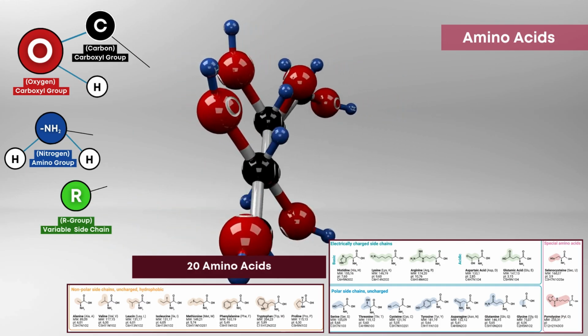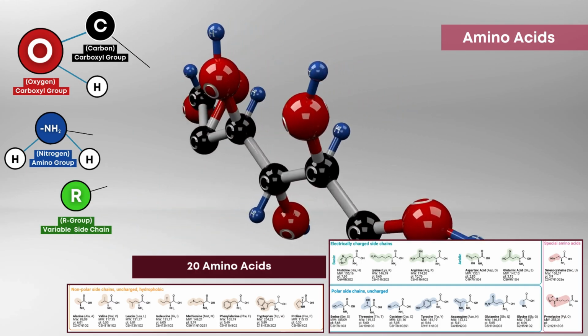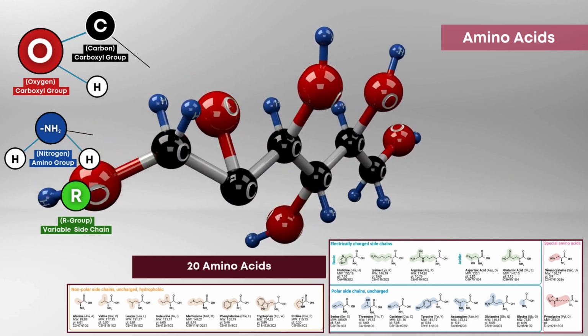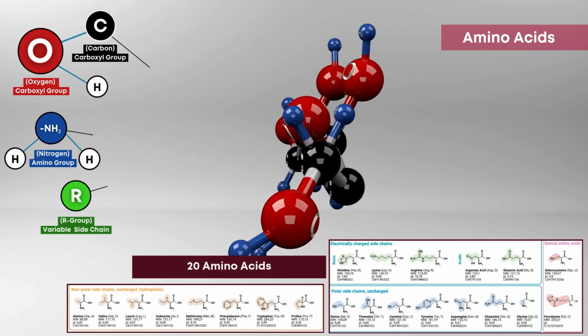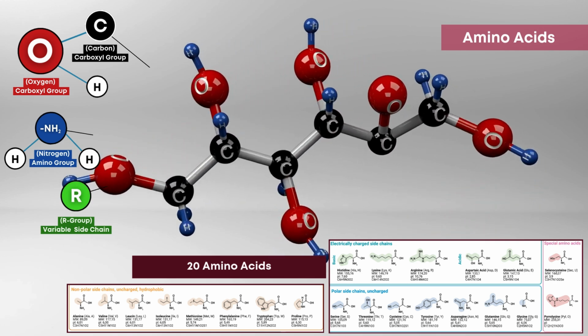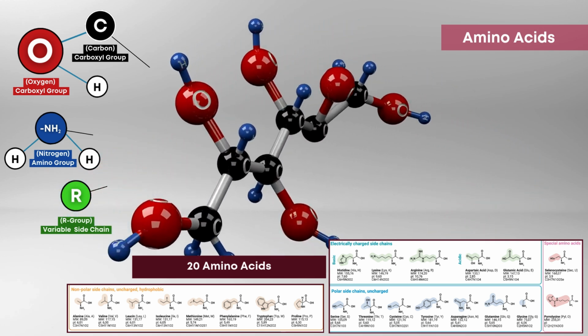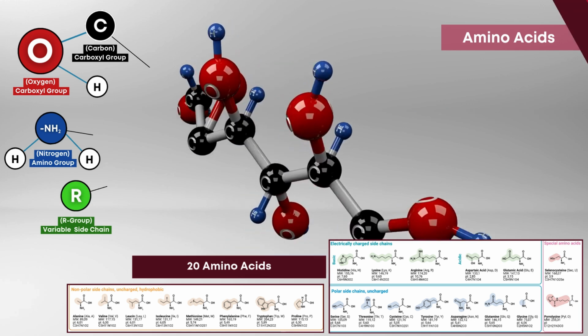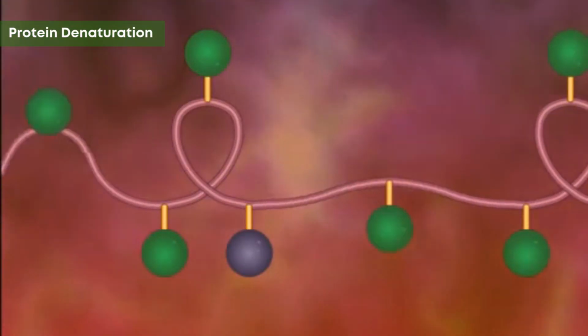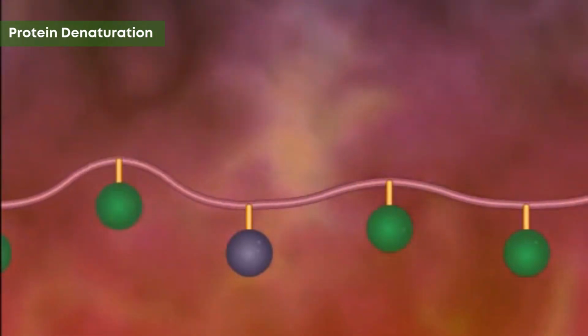Now, let's look at the building blocks of proteins. Amino acids. There are 20 different amino acids, each with a unique side chain, known as an R group. These R groups give amino acids distinct properties and play a key role in how the protein folds and functions. But proteins are sensitive. Their 3D structure is essential for their function, and if a protein loses its shape, it can no longer do its job.